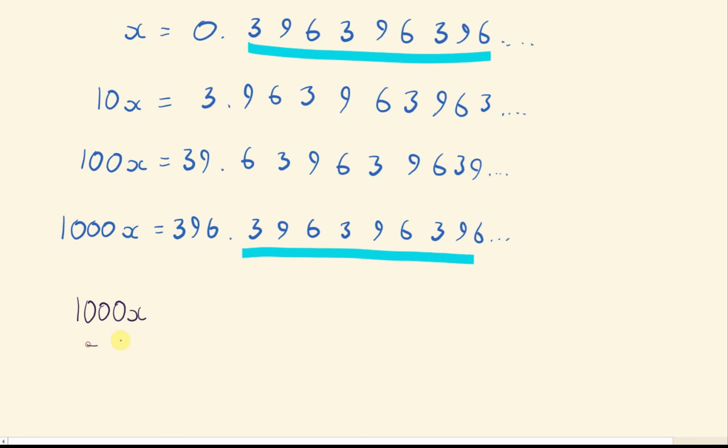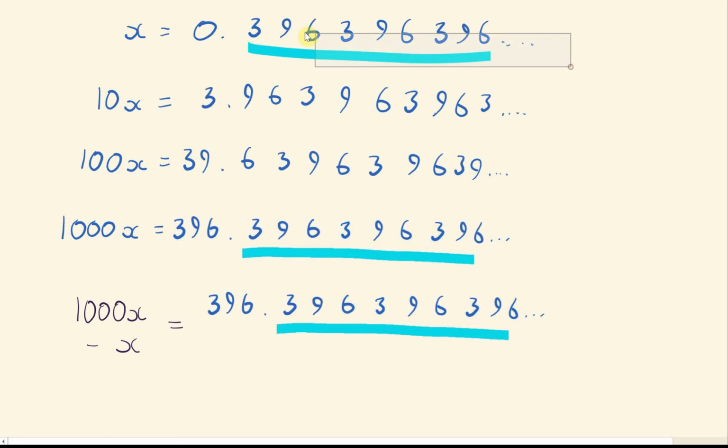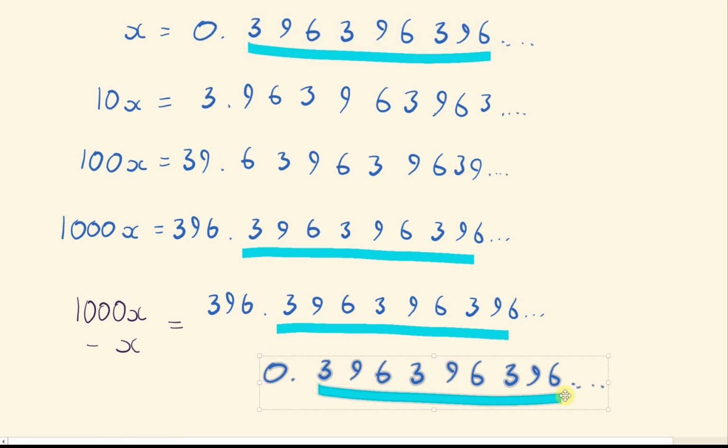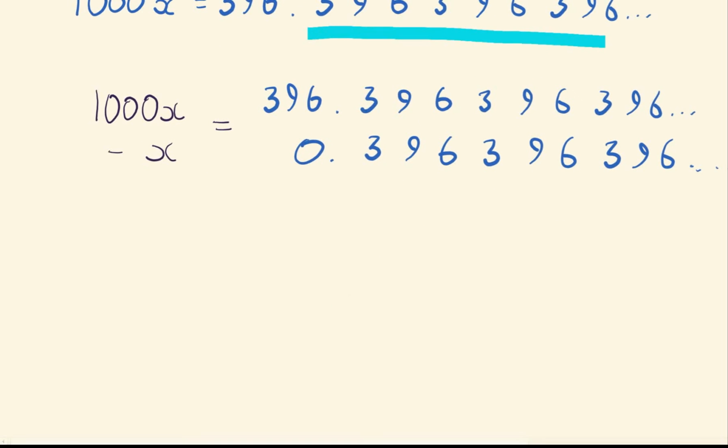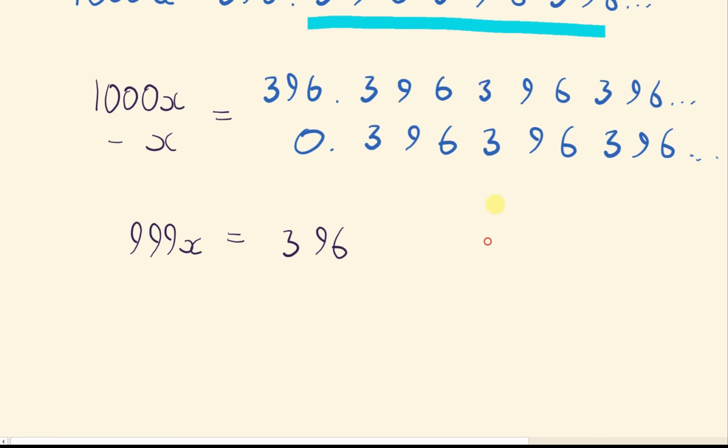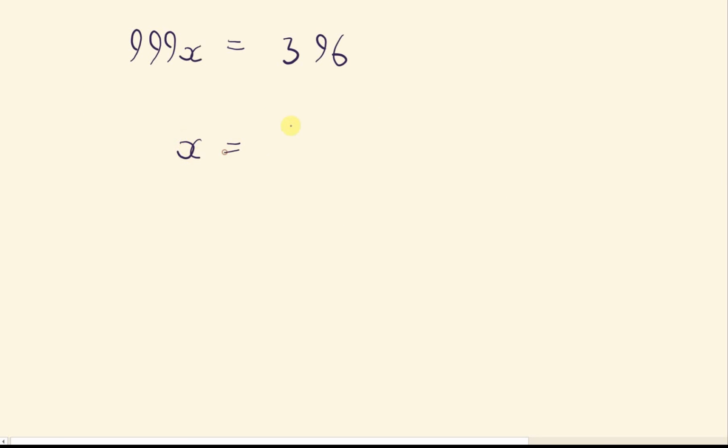So 1000x minus x, that will equal, if I just copy across so I don't make any more mistakes, 1000x was this, and x was just this. We can see they're the exact same after the decimal point. We can now take those two things away. If I do this, 1000x minus x gives me 999x. I've got 396 minus 0 is 396. And all these things cancel out because they're always going to be exactly the same. So therefore x is 396 over 999.